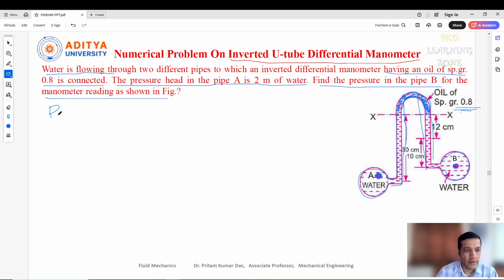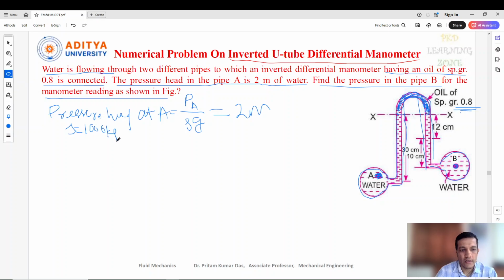First, the pressure head at point A. We know the formula for pressure head is PA divided by rho g, and that is given as 2 meters. Now rho of this fluid: we can consider the density of water as 1000, and the specific gravity of oil is given, so the density of oil is 0.8 into 1000, that is 800 kg per meter cube.